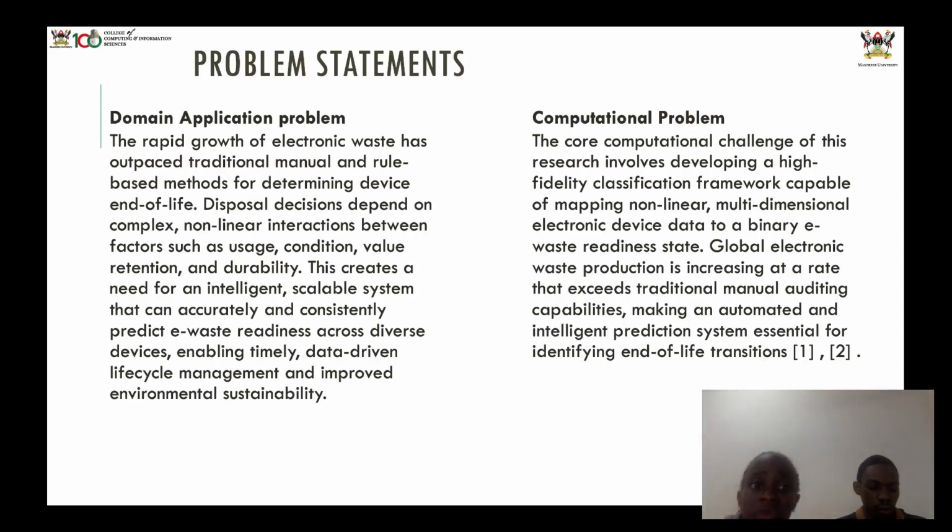We had the problem statements, we have two, that is the domain application problem and the computational problem. With the domain application problem, the rapid growth of electronic waste has outpaced traditional manual and rule-based methods for determining device end of life. Disposal decisions depend on complex nonlinear interactions between factors such as usage, usage condition, value retention, and durability. Then with a computational problem, the core computational problem of this research involves developing a high-fidelity classification framework capable of mapping nonlinear multidimensional electronic device data to binary e-waste readiness state.